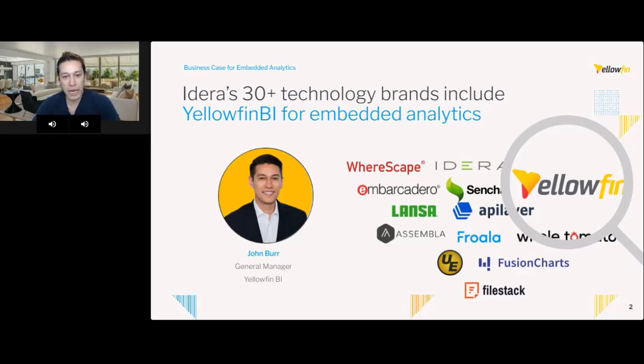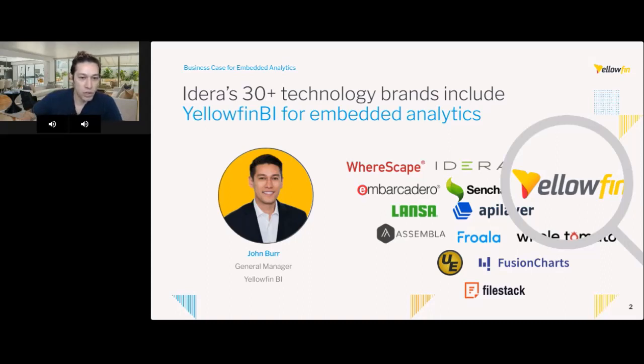But Yellowfin BI is an embedded analytics and business intelligence platform that is part of the Idera technology portfolio of brands. Idera owns around 30 different software and technology companies. You may be familiar with some of the logos on there, from Fusion Charts to FileStack to UltraEdit. So really part of a larger family of developer tools, database tools, and DevOps tools.